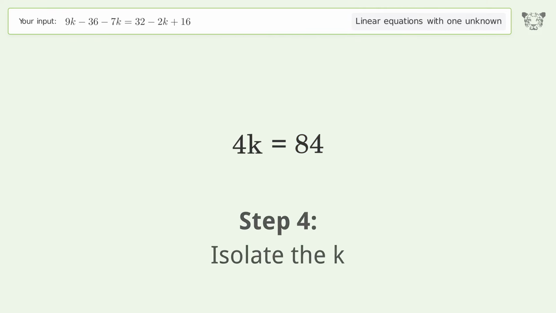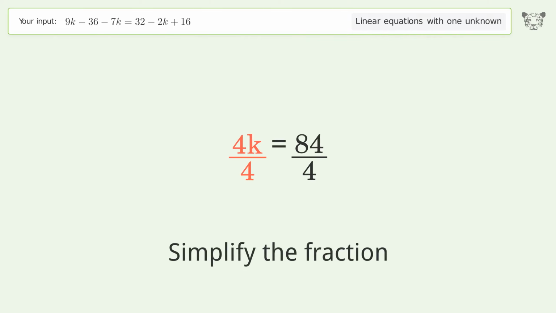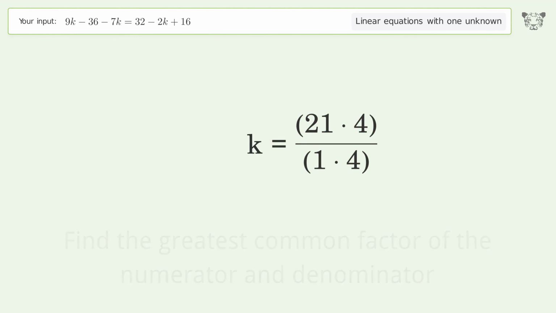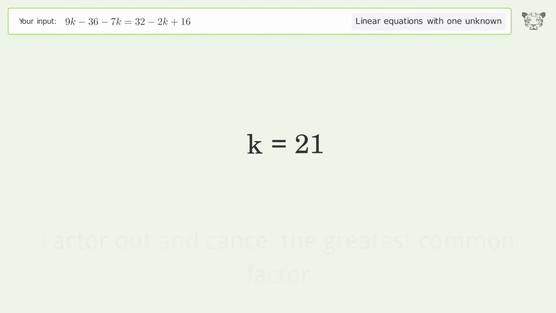Isolate the k. Divide both sides by 4. Simplify the fraction. Find the greatest common factor of the numerator and denominator. Factor out and cancel the greatest common factor. And so the final result is k equals 21.